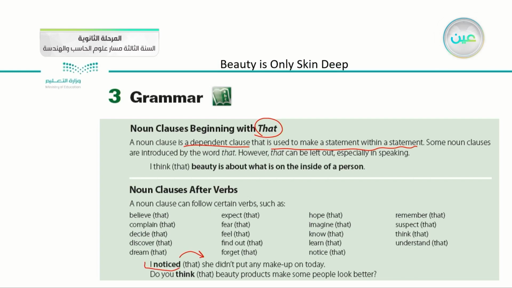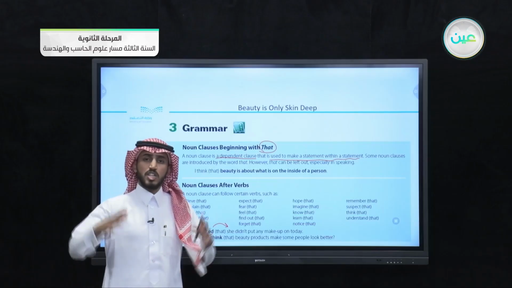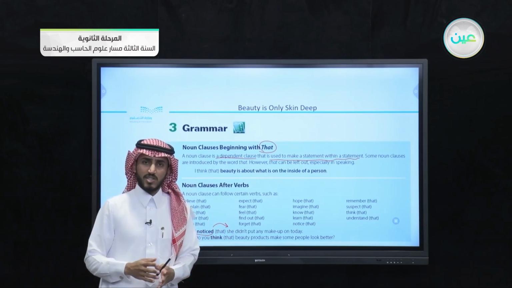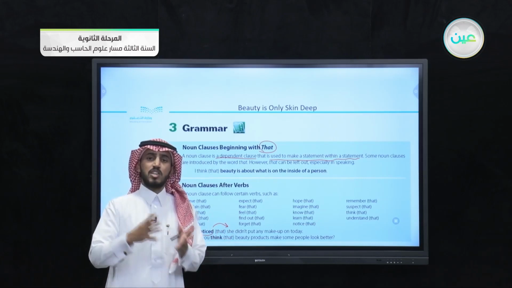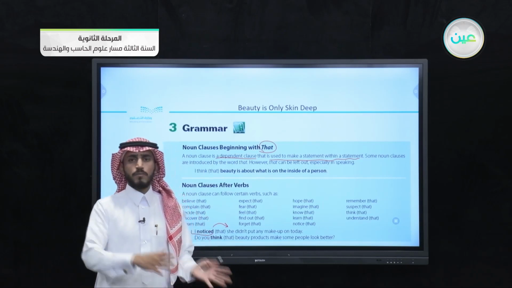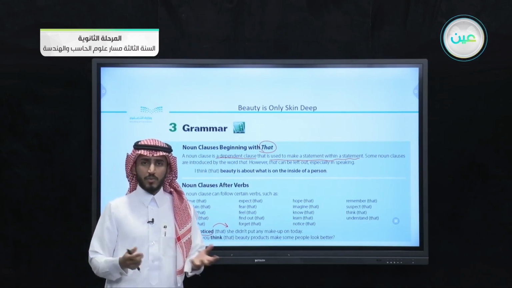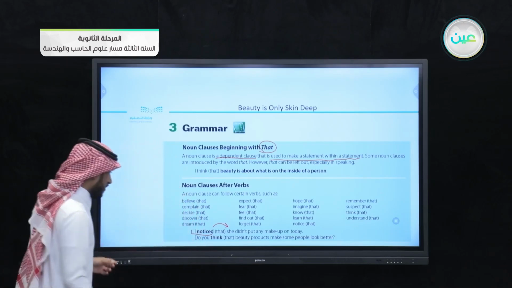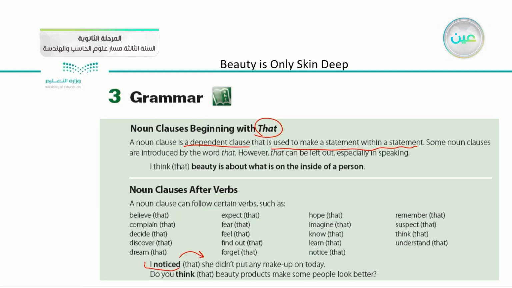The word "that," as you can notice here, is put between brackets. What does that mean? It means that we have the option to keep the word "that" or to take it out. So either way is correct: "I noticed that she didn't put any makeup on today," or "I noticed she didn't put any makeup on today." Let's keep in mind that usually in speaking, people take out the word "that."